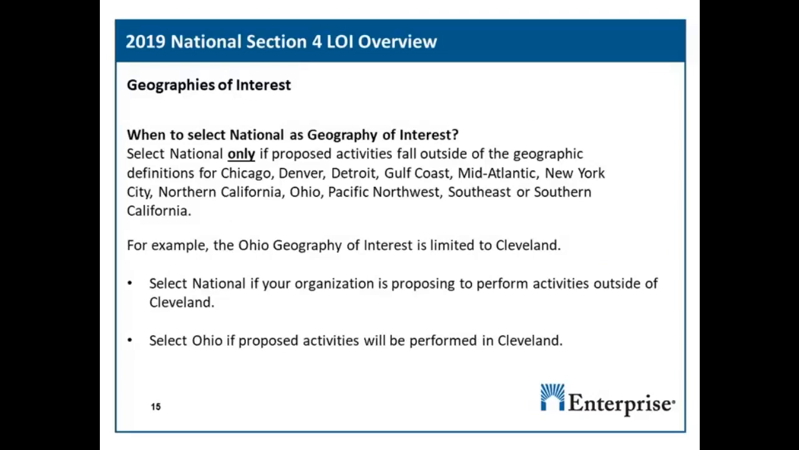When you select national, only if the proposed activities fall outside of the geographic definitions for the 10 geographies that are listed here. So for example, if the Ohio geography of interest is limited to Cleveland, so if you're an applicant and you have a project, you would select national geographic area of interest if your organization is proposing to perform activities in Ohio but outside of Cleveland. Or you select Ohio if your proposed activities will be performed in Cleveland.